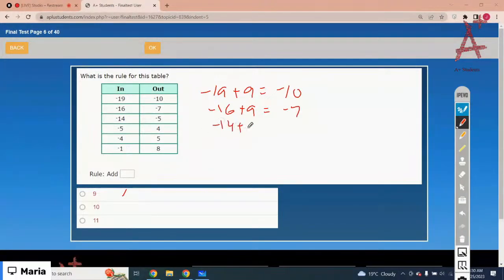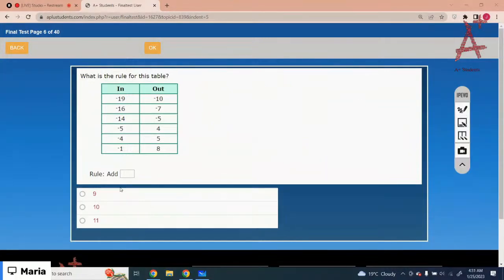Got it? Negative 14 plus 9. 9 minus 14 is negative 5. Negative 5 plus 9. 9 minus 5 is 4. That would be option number 1 is the correct option. The rule is you have to add 9. Got it? So just select the correct option, then click on the... Okay, but then it would be option number 1.